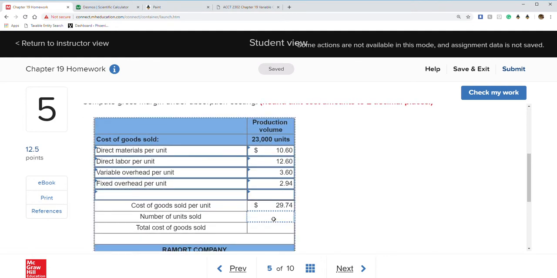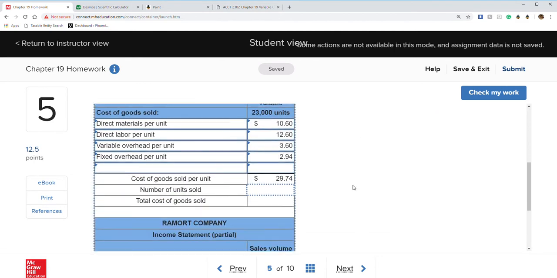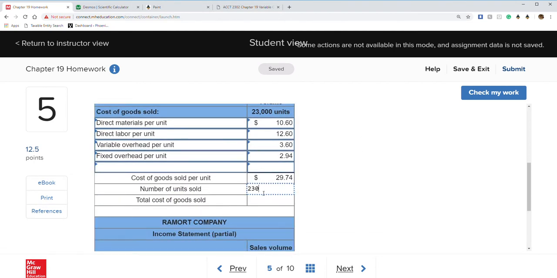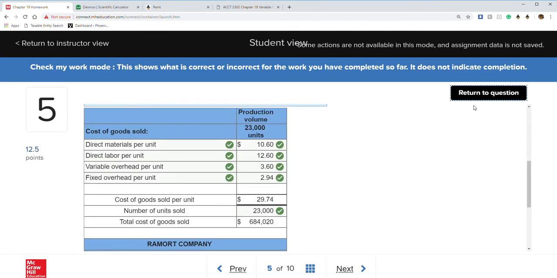Okay. And next, it's going to ask us for how many units sold. Oh, it's up here. We sold 23,000. And it's going to calculate. Let's see if we are currently correct. We are so far correct. Woo! So we figured out per unit each one. The only one that we didn't have at first was fixed overhead.